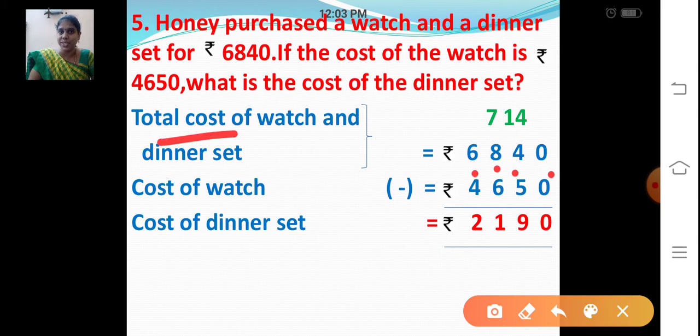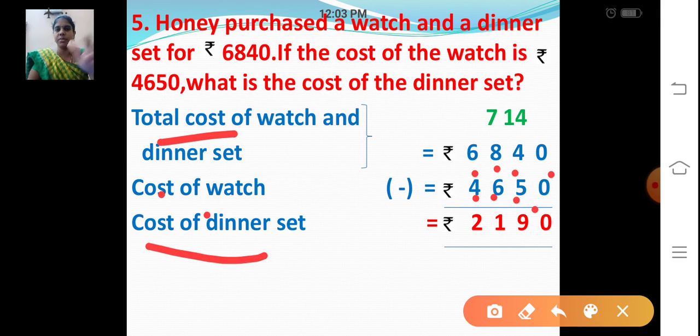What is the cost of watch and dinner set? 6,840. Now, what is the cost of watch? It is given in the question, right? Write down the next statement. Cost of watch is equal to 4,650. Now we are going to find out the cost of, what are you going to find out?